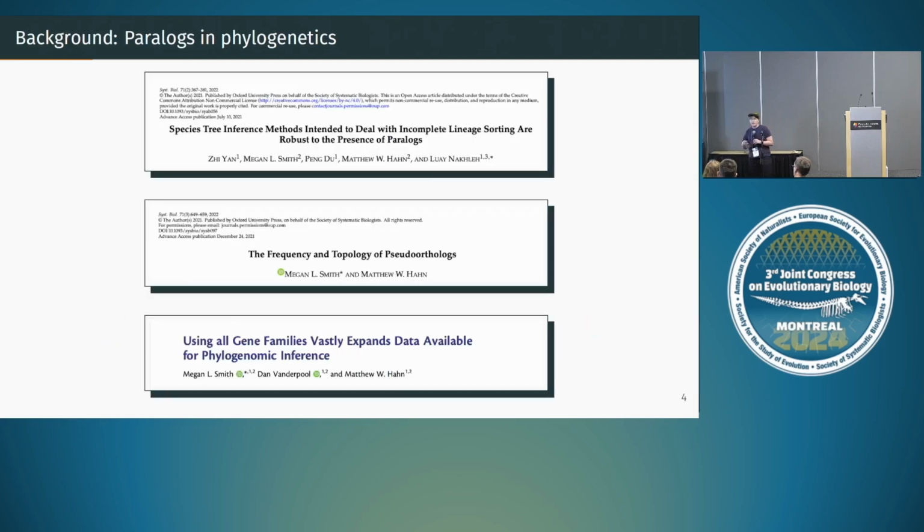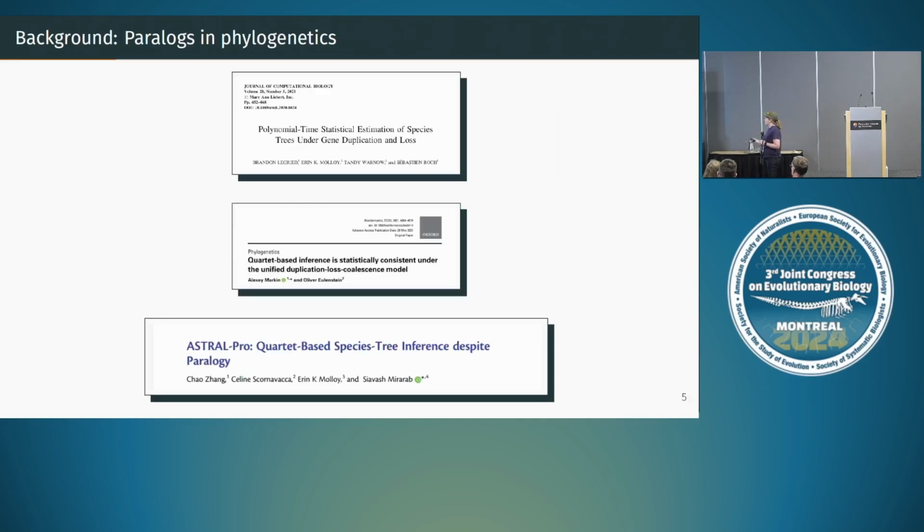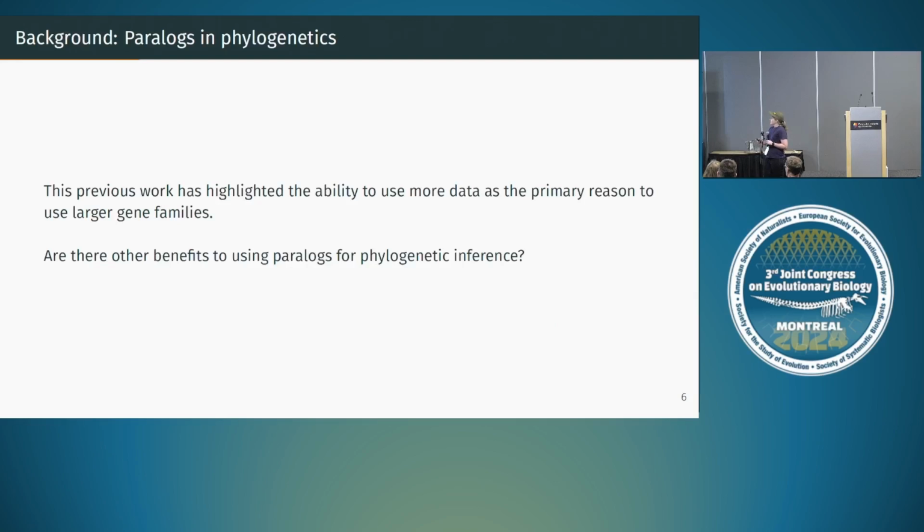And so we've published a few things recently about doing this. So we've used some simulation studies as well as analyses of empirical data sets to demonstrate that you can accurately infer species trees while using these larger gene families. And this is particularly true with methods like Astral that work well with discordance. It's not just us saying this, so there have been other people looking at this as well, and it seems like we can accurately infer species trees with these larger gene families. So most of this previous work has really highlighted the ability to use more data as the primary reason to use these larger gene families for inference.